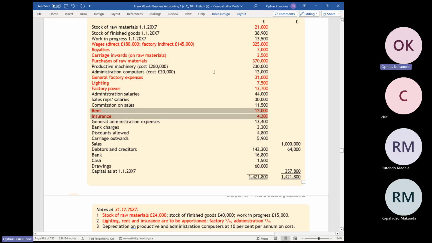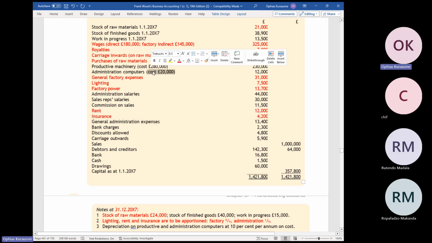The value is now 230, maybe due to depreciation. The same as the computer. The cost means it was purchased at 20,000, but now it's 12,000, which means that there was a depreciation. That's why these figures are not the same, because the cost is the cost of buying.